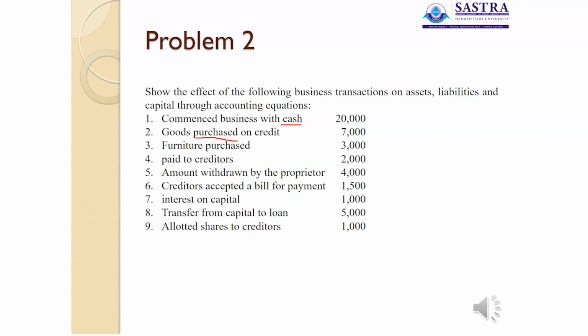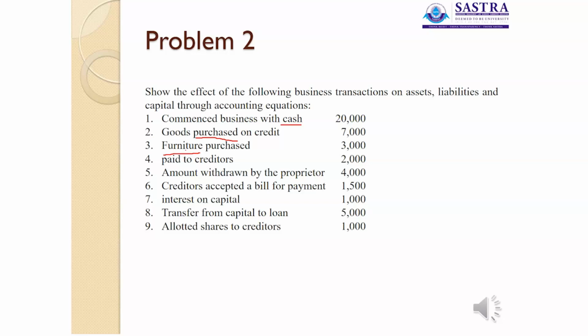Then the next transaction is furniture purchased. Furniture is also one of the assets. So the furniture account and another one is the cash account. Here the asset value increased, furniture value is increased, then cash will be decreased. So cash goes out of the business, furniture comes into the business.